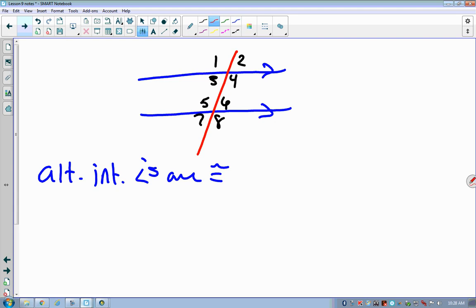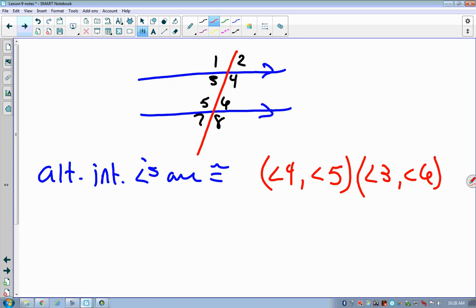In our case here, that would be angle 4 and angle 5, also angle 3 and angle 6. Those are alternate interior angles. You follow me? Okay, next one on our list.